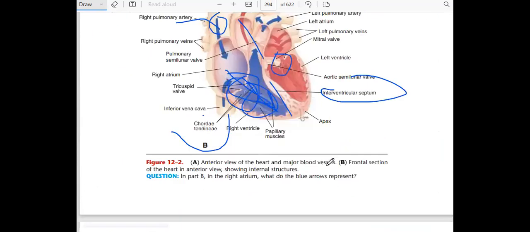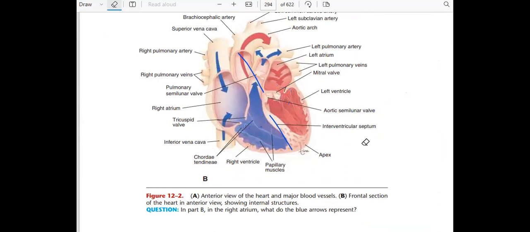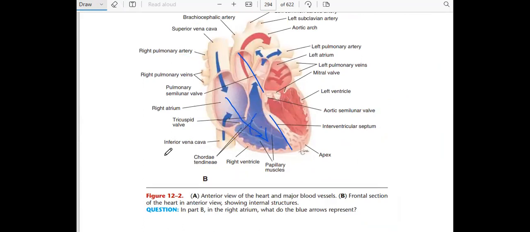So basically, what we have to remember here is that, as I told you, blood will come from the upper part and the lower part into the ventricle. From here, the blood will enter into the right ventricle. From here, it will go to the lungs. So we have the lungs here.